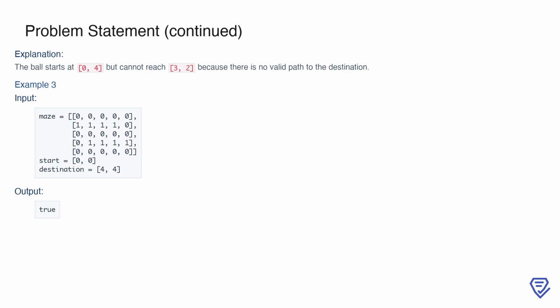Now, let's consider a third example. Here, the maze layout is different, and the ball starts at 0, 0, the top left corner of the grid. The destination is 4, 4, the bottom right corner. The output for this example is true, meaning the ball can successfully reach the destination.